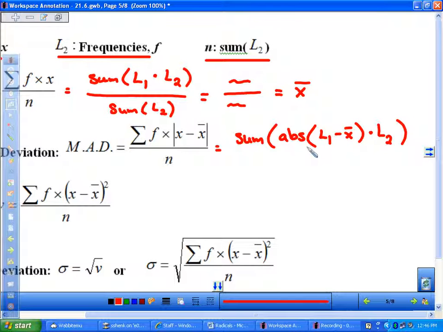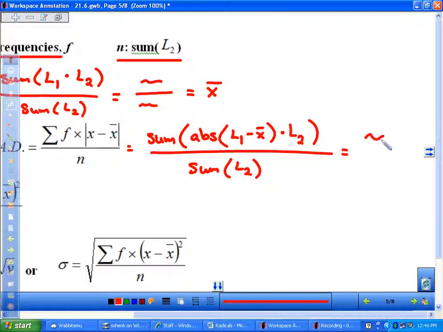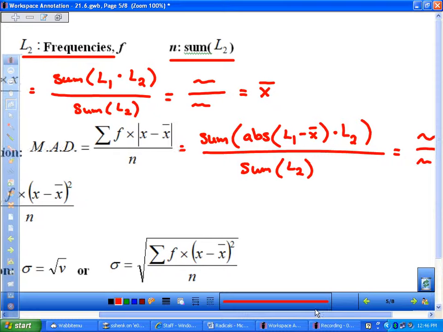Each one of these deviations, they don't occur just one time. They occur however many times they're in the frequency. So each one of these distances needs to get multiplied by however many times it occurs. Then we will add them all up. And then again, divide by the sum of L2, which will give us one number divided by another number to give us our mean absolute deviation. It's just an understanding of what our variables represent in the calculator. Are we going to change that very much to get this one?